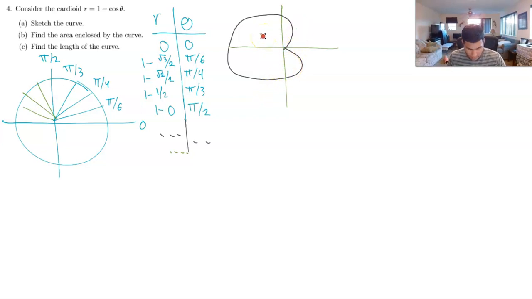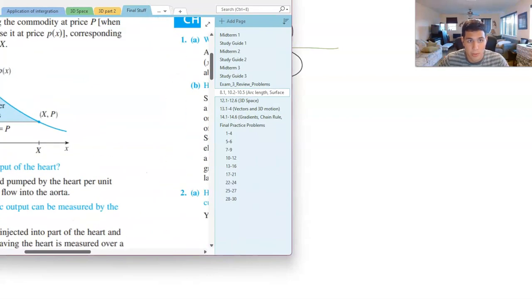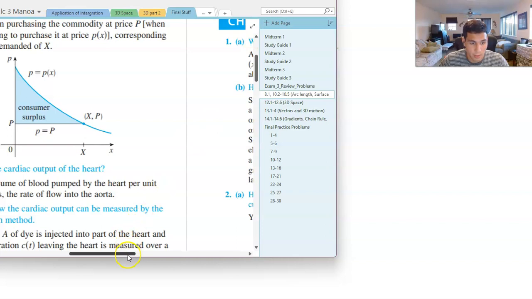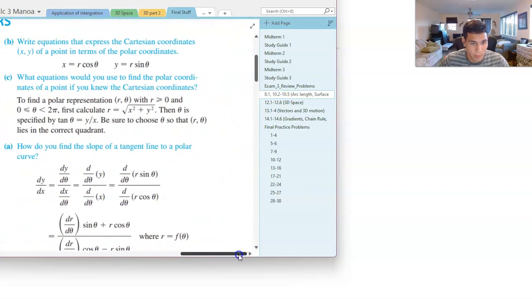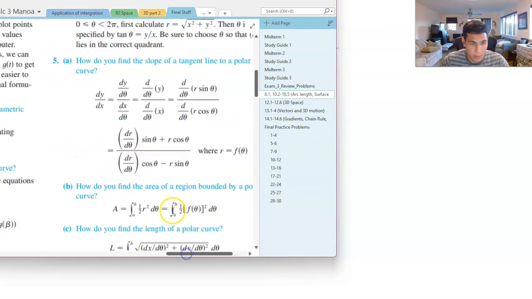And what we want to find is the length around the curve, so the arc length, really just the length of the curve. We also want to find the area inside here, okay? So I'm going to show you guys my notes and the formulas that we're going to use to find the two things we need.